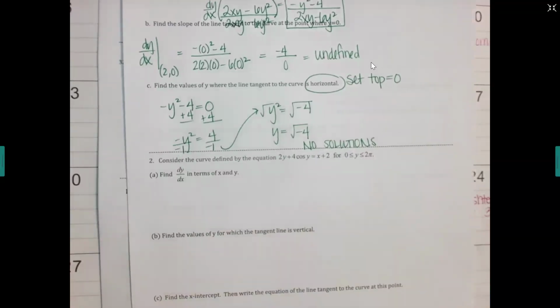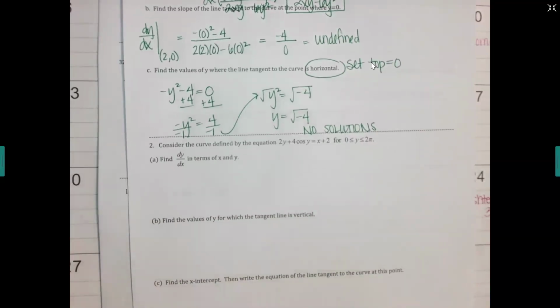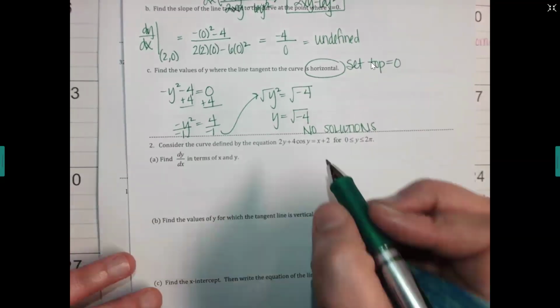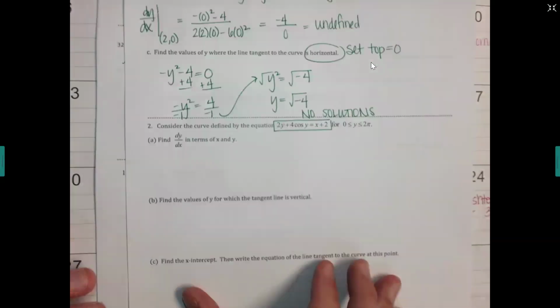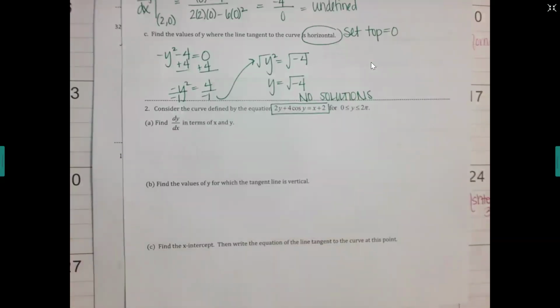Okay, go to number 2. Go ahead and take the derivative, please. So it's 2y plus 4 cosine y equal to x plus 2. What's the derivative? Start with the 2y.